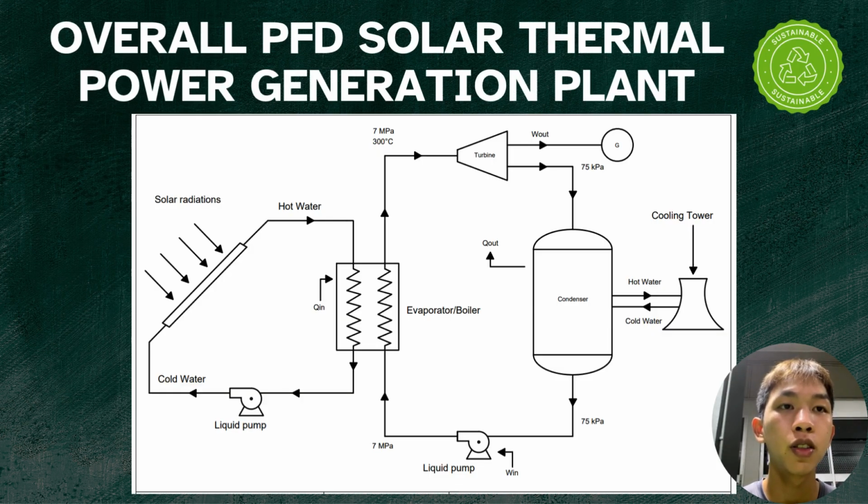First of all, the solar radiation will heat up the water, and the hot water will flow into the boiler, and the remaining cold water will flow back into the solar thermal, and it becomes a cycle. Then the hot water entering the boiler will exchange heat to another stream, and the water in the other stream will flow into the turbine. Then the turbine will generate work, and the work will enter the power generator, and the remaining will flow into the condenser. The fluid in the condenser will go into the cooling tower and be cooled, and the remaining will flow back into the liquid pump and enter the boiler and become a cycle again.